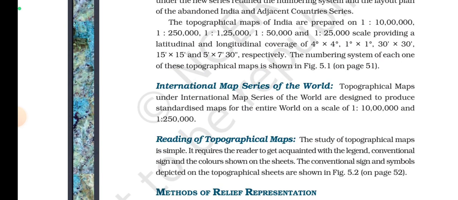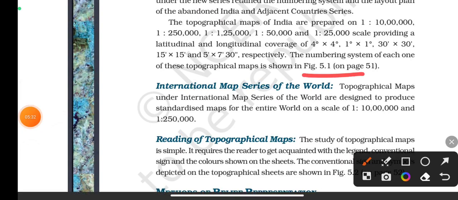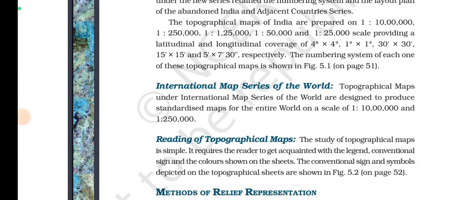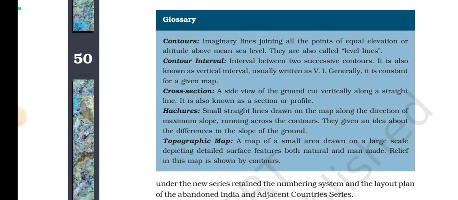Okay, let's move on. The numbering system of each one of these topographical maps is shown in figure 5.1. So we have a figure and we will see it definitely on page 51. So let's just continue and we will see it later. First thing here, we have to cover the glossary, or else we can forget.